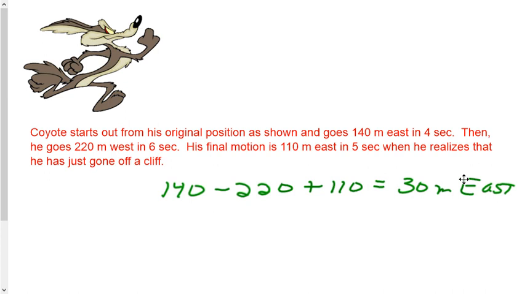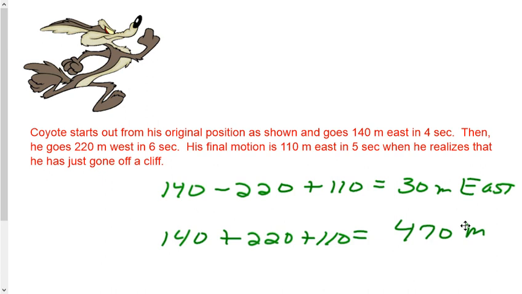Okay, now what about the distance? The distance traveled would be the absolute value of all these. So it would be 140, and the negative goes away and becomes positive 220, plus 110. That gives us a total distance of 470 meters. We don't have to label that at all, just 470 meters is the total distance traveled.